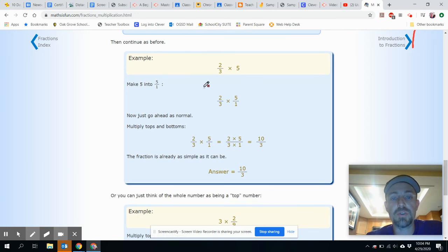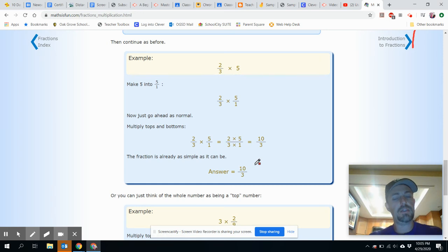Here's your example, 2/3 times 5. Make the 5 into 5 over 1, and you get 2/3 times 5 over 1. And then you simply multiply the numerators and denominators, 2 times 5 and 3 times 1, and you get 10/3.